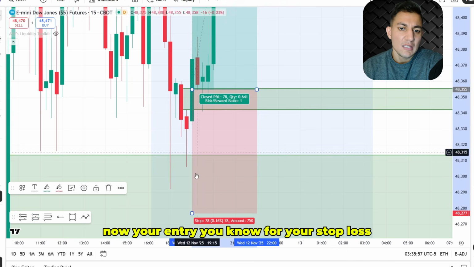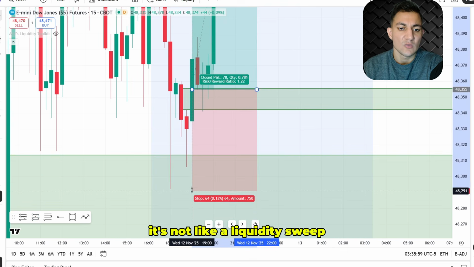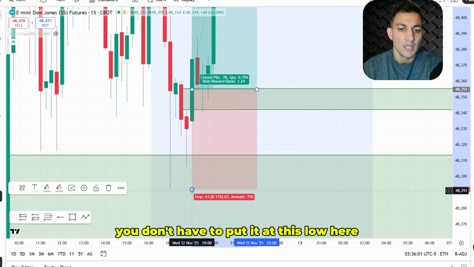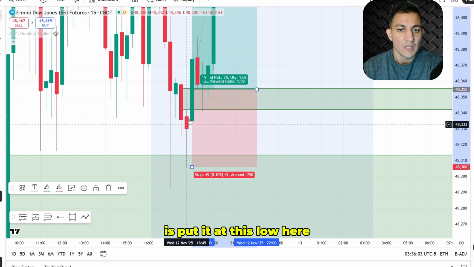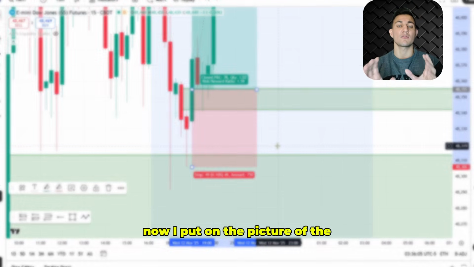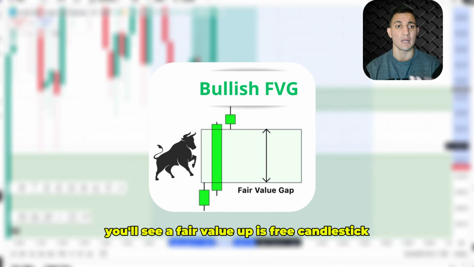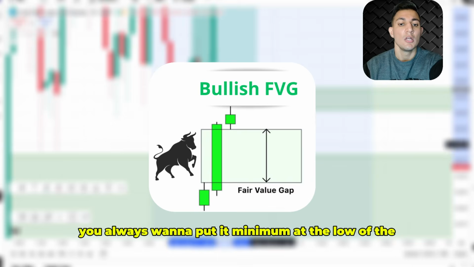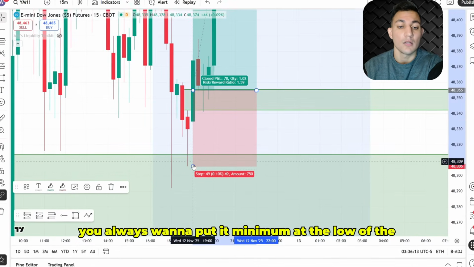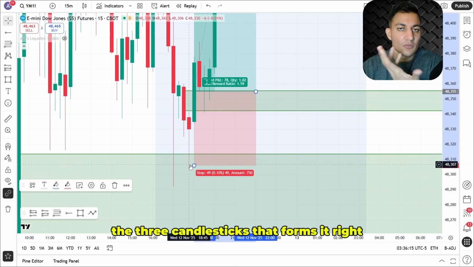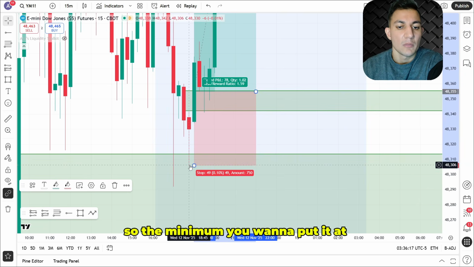Now, for your stop loss, it's not like a liquidity sweep. You don't have to put it at this low here. But the minimum you have to do is put it at this low here. Now, I'll put up the picture of the fair value gap again. If you look at the picture, you'll see a fair value gap is 3 candlesticks. So when you're bullish, you always want to put it minimum at the low of the 3 candlesticks that form it, right? So the minimum you want to put it at is at this low.